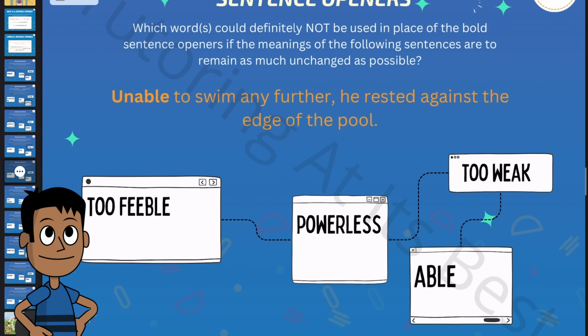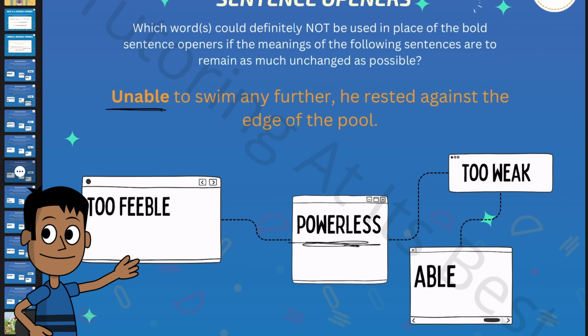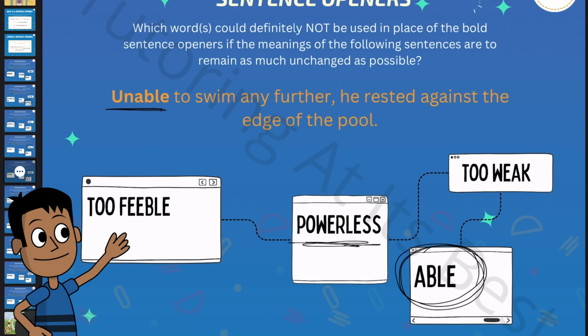Okay. Unable to swim any further, he rested against the edge of the pool. So again, what does this sentence mean? Well, it means that the subject cannot swim anymore. So he rested. So which word would you choose as a sentence opener that cannot be used in the place of unable? So if you're too feeble, that is very much similar. If you're powerless, I also agree. That's the same as unable. So we're going to go for the word able because that means you can do something.